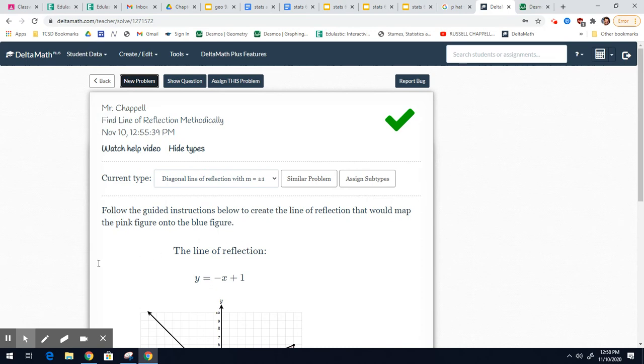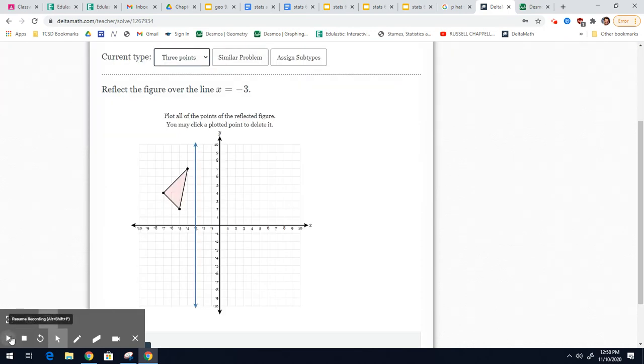Nice. Okay, last two problems coming. So this one here is a reflection where you're going to graph the actual reflection of this triangle. Now, this is over the line x equals negative 3. You're very lucky they drew this line for you. X equals negative 3 is a vertical line.